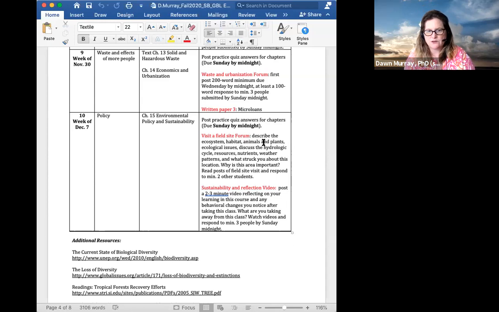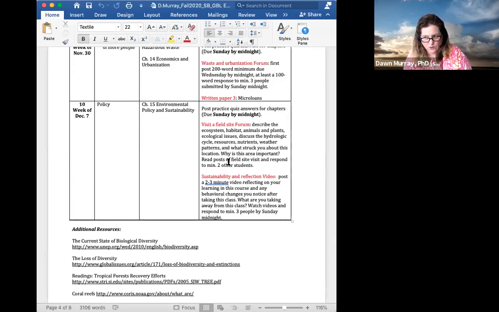So what I want you to do is go out and in this forum describe an ecosystem, the habitat, animals, plants, ecological issues, the hydrologic cycle, which is the water cycle there, anything that you can figure out. Talk about what resources you're looking at, nutrients, weather patterns, what struck you about this location, and why is this area important? And then over the course of the quarter, as students start visiting their various field sites, you will comment and respond to 2 other students.